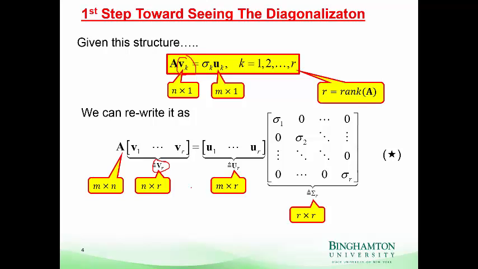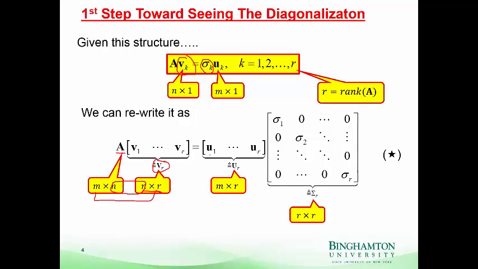We'll extend this later. So A is M by N. This matrix is N by R. We know that these two have to match, so they do. So the result of that will be M by R. And then over on the right side, we've got a scalar that has to show up in front of each vector.